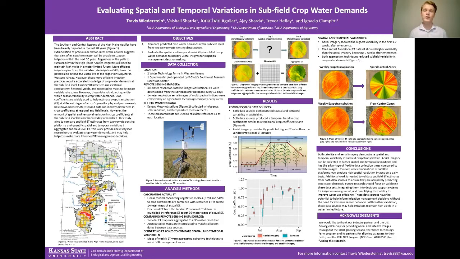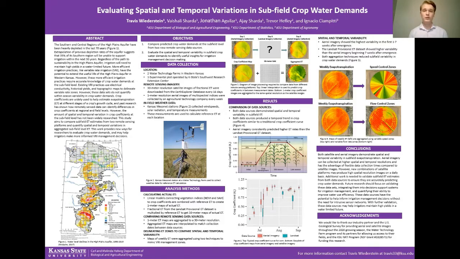However, these more efficient irrigation practices often require accurate knowledge of subfield level crop water demands. Now, multiple methods have been proposed to predict crop water demands at the subfield level. However, these methods often require the use of intrusive sensor networks that are not conducive to normal farming operations. An alternative to these sensor networks is remotely sensed imagery. However, remotely sensed imagery has only been used to predict crop water demands at the regional and the national scales.